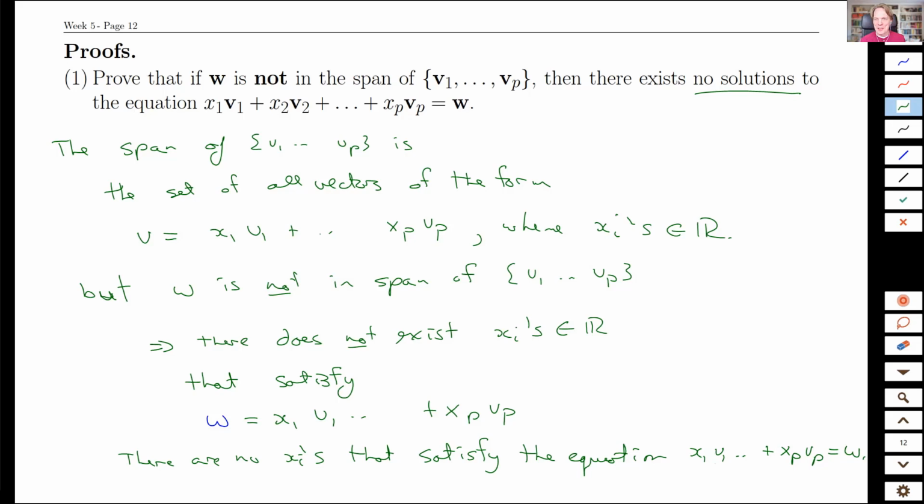Now that one feels very circular, I admit, but it's really just translating the words about span and starting off not being in the span. Then there's no solutions if we look at this as a system of equations.